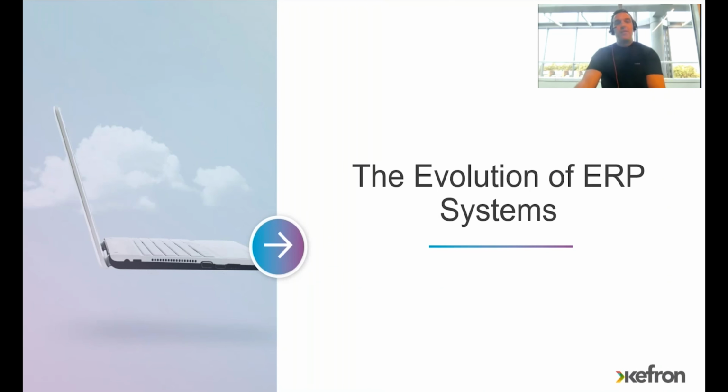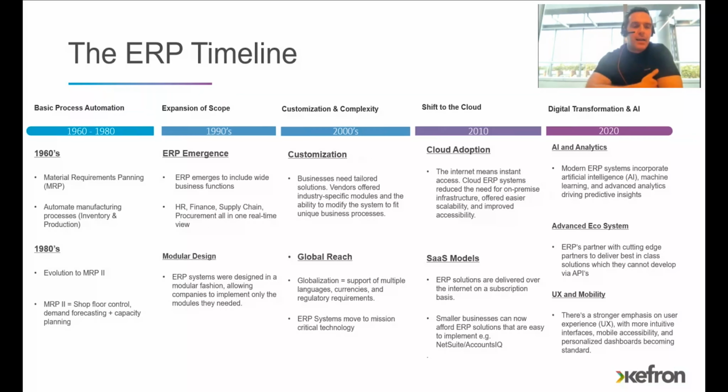We're going to kick off today's session by taking a little bit of a look back, and we'll talk about the evolution of ERP systems as a whole. To give you a little bit of context about ERP systems and their timeline, it dates back to the early 60s. The early 60s was very much driven around basic process automation. Between 1960 and 1980, it was very much driven by the manufacturing industry.